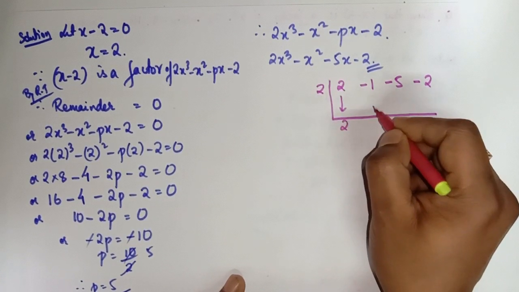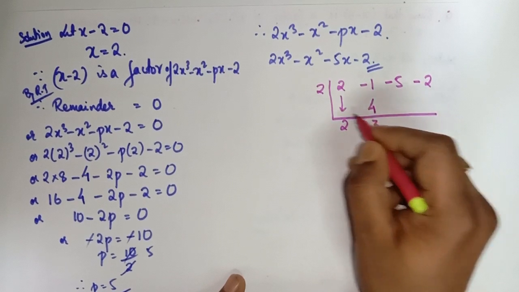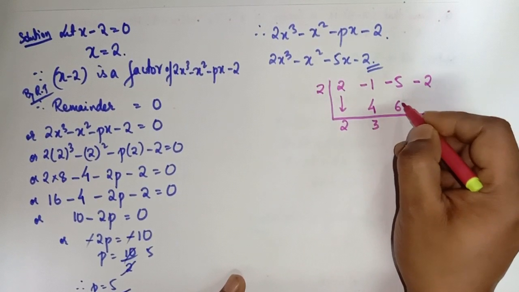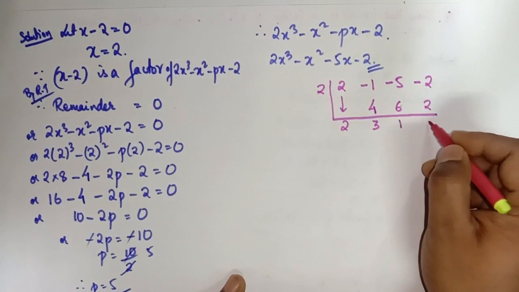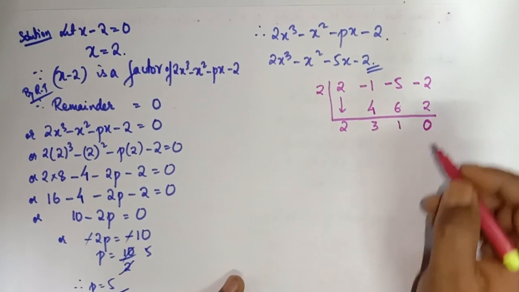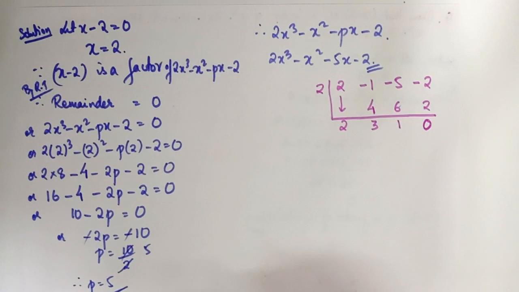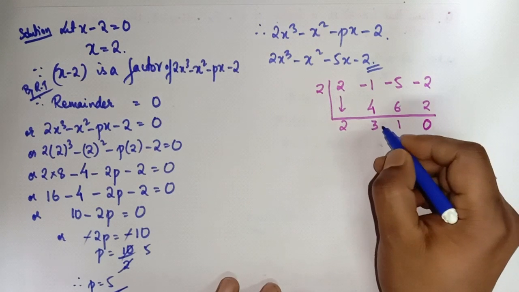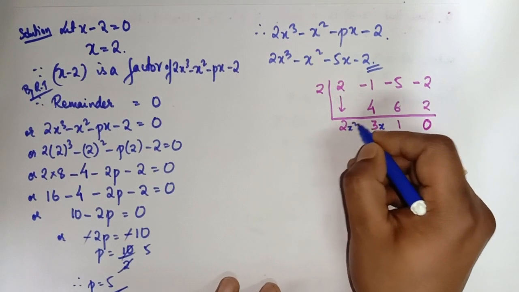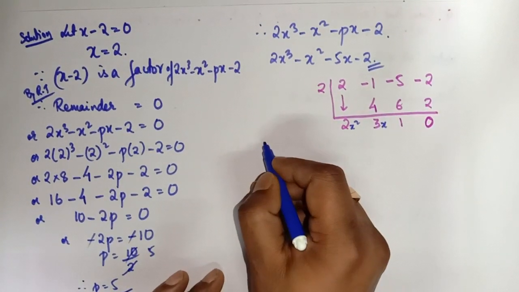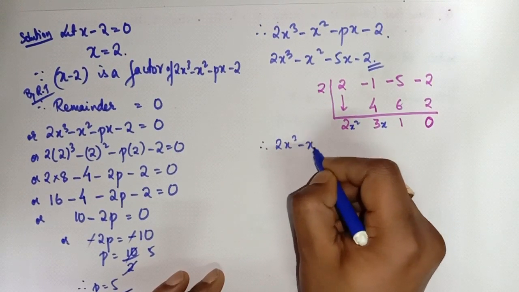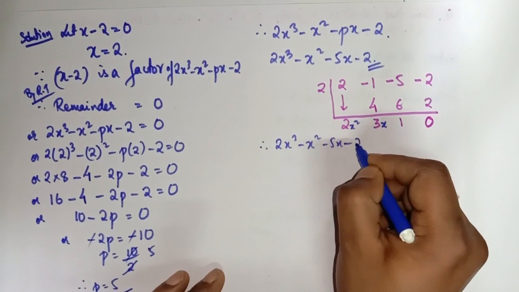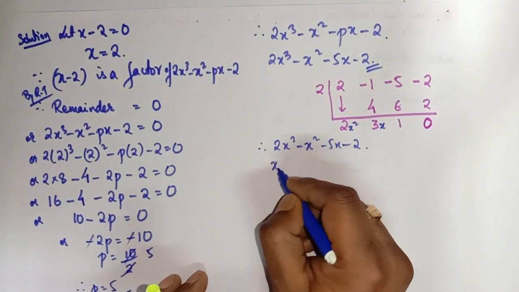So 2 2s are 4. 4 minus 1 is 3. 2 3s are 6. 6 minus 5 is 1. And 2 1s are 2. Already I have told you that the last one should come 0. Now this will be 1 as it is, this will be x and this will be x square. Therefore now let's factorize the question. So we have 2x cube minus x square minus 5x minus 2. The factor you will write as it is, x minus 2.